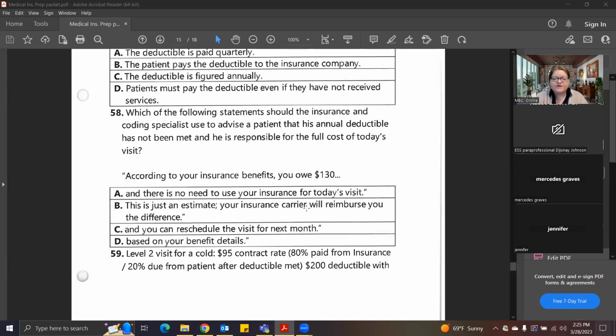And we don't ever tell them that the insurance will reimburse them because we don't know that to be fact. Sometimes they do, sometimes they don't. So you don't want to advise a patient that their insurance is going to reimburse them if you don't know that to be 100% accurate. And you can reschedule your visit for next month. We could just process of elimination that, right?